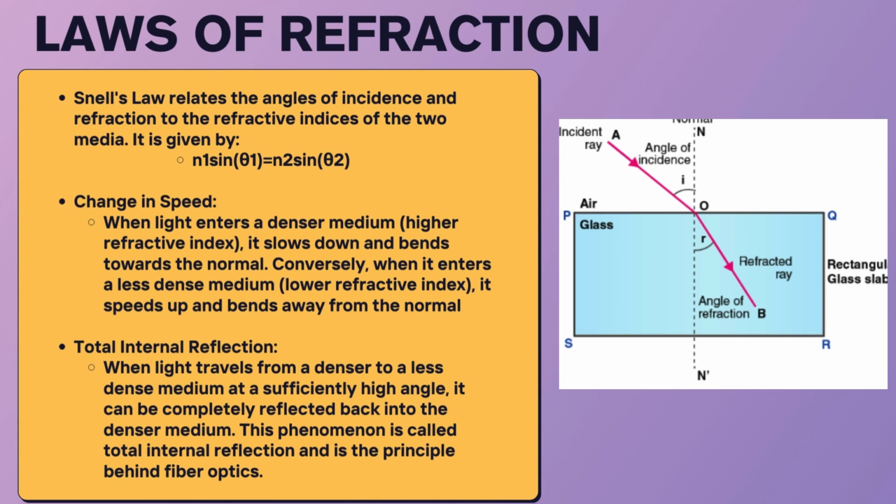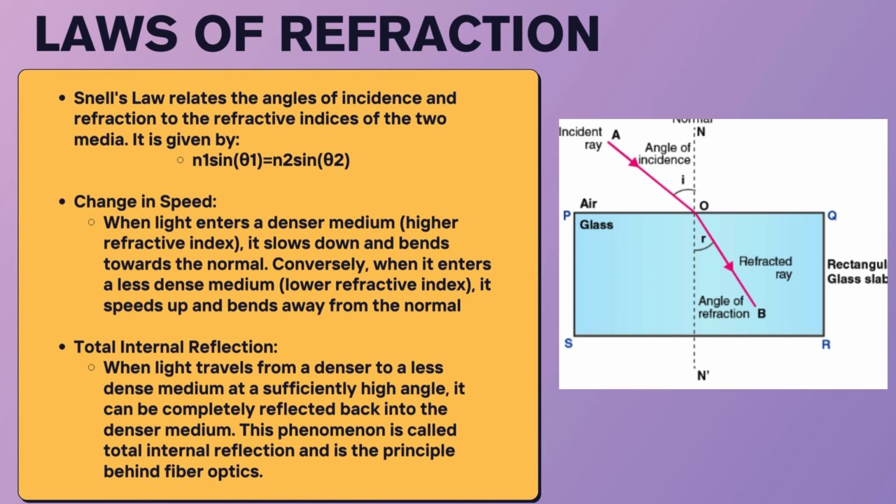Change in speed. When light enters a denser medium, higher refractive index, it slows down and bends towards the normal. Conversely, when it enters a less dense medium, lower refractive index, it speeds up and bends away from the normal.